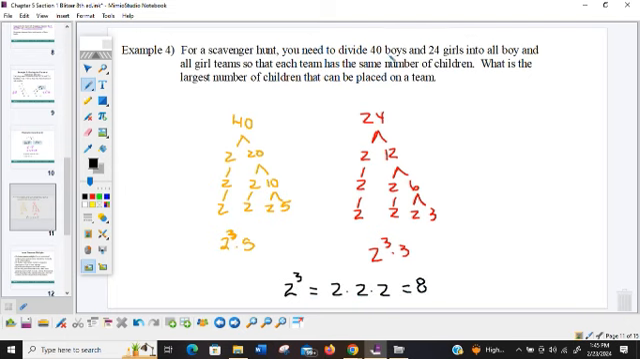For the boys, 8 goes into 40 5 times. So I'll have 5 teams for the boys. 24 divided by 8 is 3. So I'll have 3 teams for the girls.